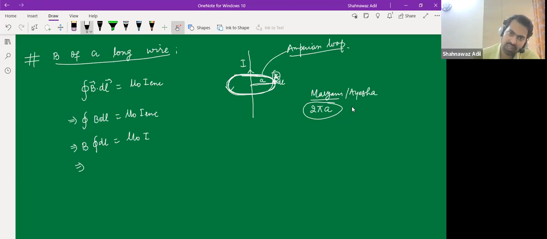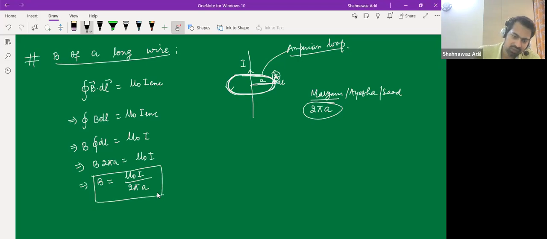Okay, Saad is also saying it is 2 pi a. So this is B times 2 pi a and this is mu naught I. So I will get my magnetic field as mu naught I by 2 pi a. Is this matching with the answer that we know? Yes. So we can see how, using Ampere's circuital law, we can easily calculate the magnetic field of a long wire.